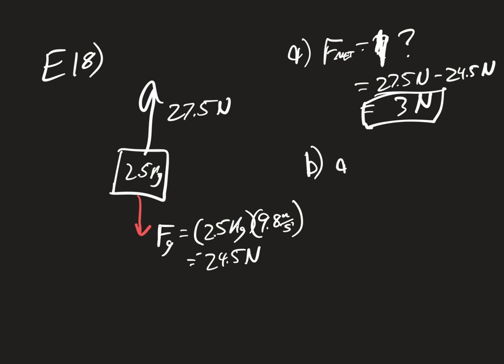Next, it asks for the acceleration of the object. Acceleration is F net divided by m. So we have our 3 newtons divided by our mass of 2.5 kilograms, and we get an acceleration of 1.2 meters per second squared.